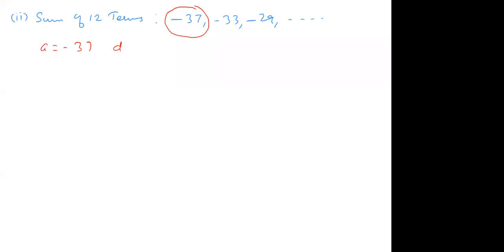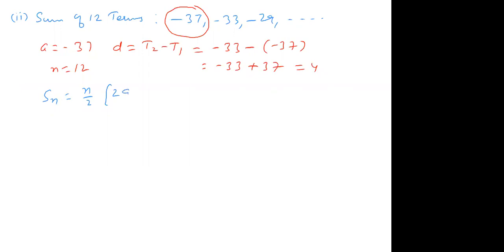D is T2 minus T1. What is T2, the second term? Minus 33. Minus 33 minus of minus 37 is equal to 4. See, D is coming positive 4. And number of terms are how much? 12 terms. This you have to put in S_n is equal to n upon 2 into 2a plus n minus 1 into d. You will get the answer.